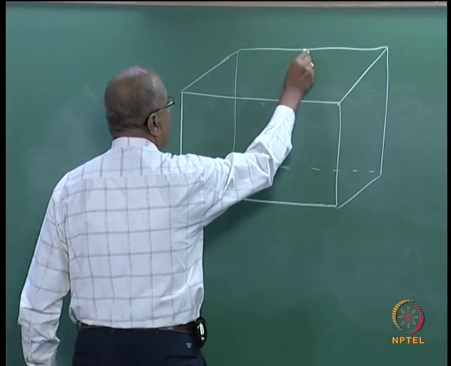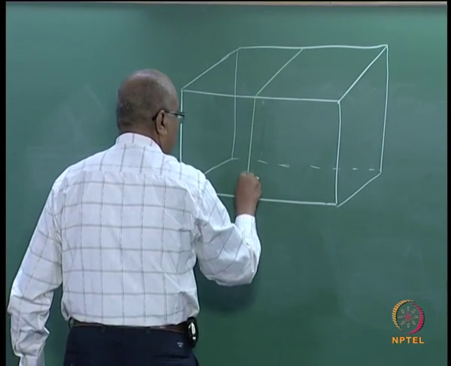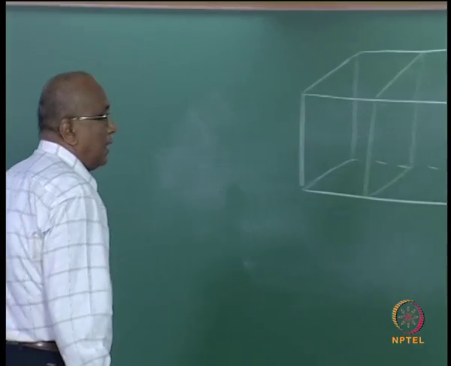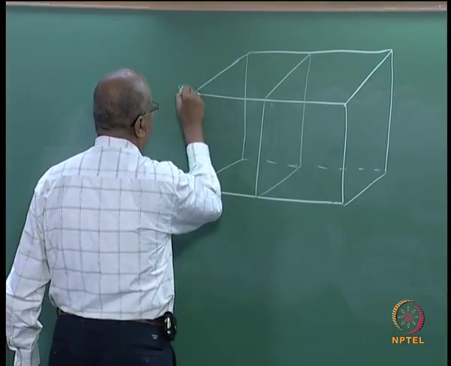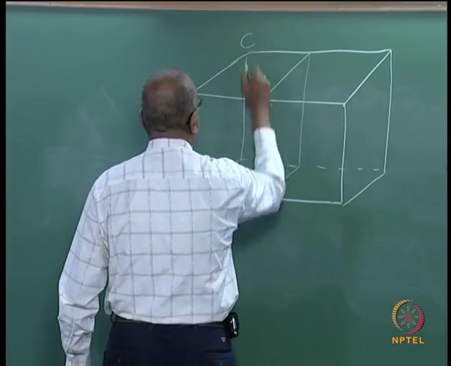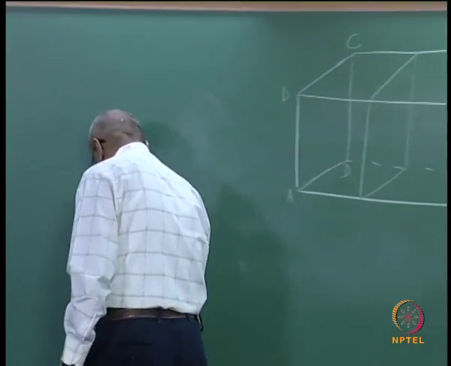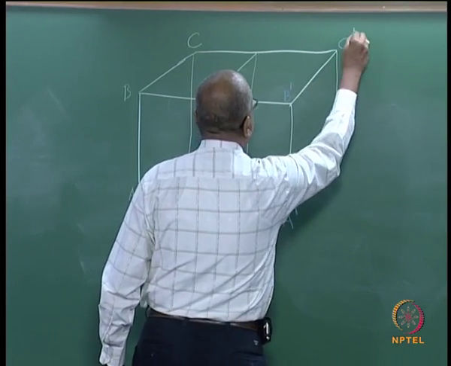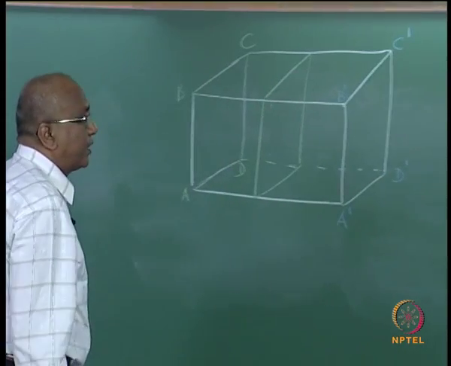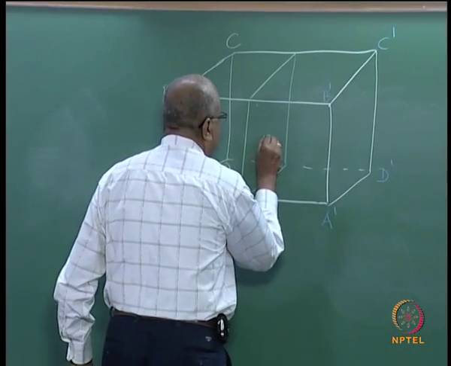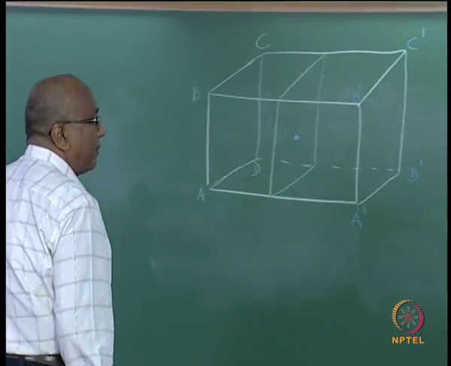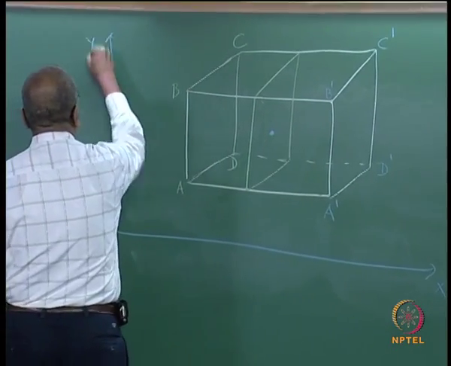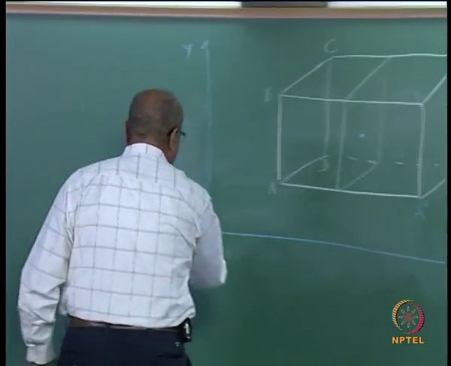So I am considering points A, B, C and D. Now this is A dash, B dash, C dash and D dash, and I am identifying an element, a point at this location at the center, and my axes are x and y, and of course you have the z.